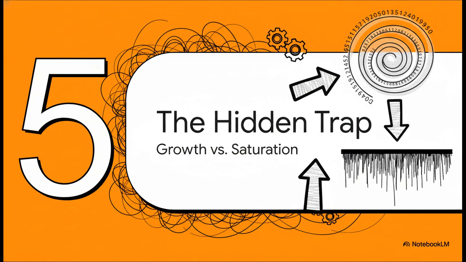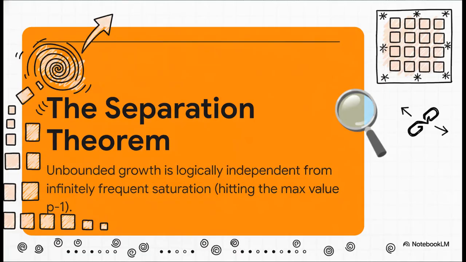The paper uncovers this fundamental disconnect between the idea of just growing forever and the idea of actually hitting that ceiling. It's something called the separation theorem. What it says, in simple terms, is that unbounded growth, the periods getting bigger forever, and infinitely frequent saturation, the periods actually hitting their maximum possible length, are two logically separate things. Proving one tells you absolutely nothing about the other.